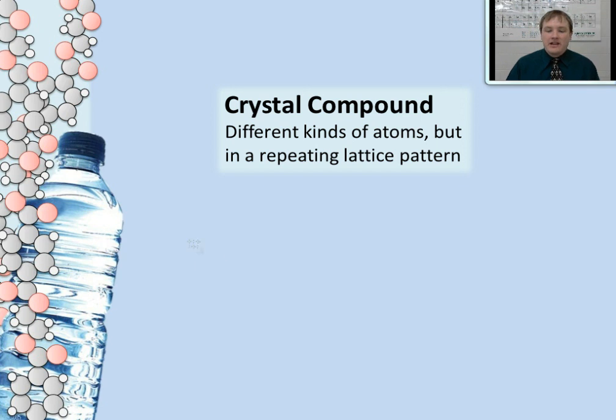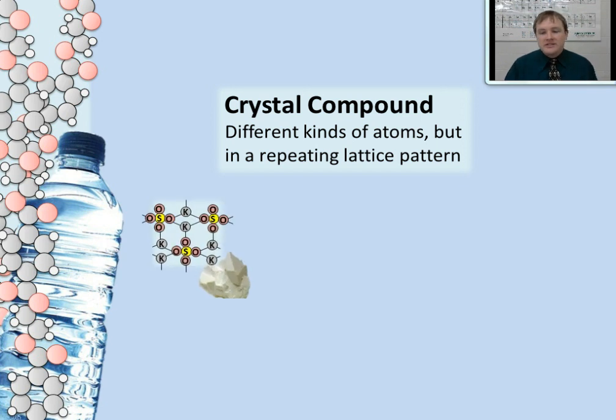Here's what this looks like. Potassium sulfate is a crystal compound because it's made up of more than one type of atom. We see potassium atoms, sulfur atoms, and oxygen atoms. But those atoms are arranged in a repeating lattice pattern. We see that the potassium atoms remain single atoms in the lattice, and the sulfur and the oxygen bond together to make sulfate molecules. This is a crystal compound because there's more than one type of atom, and it's bonded in a repeating lattice pattern to make just one building block of matter, a crystal.